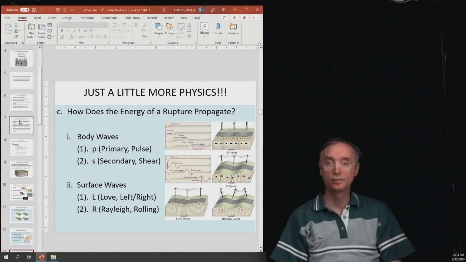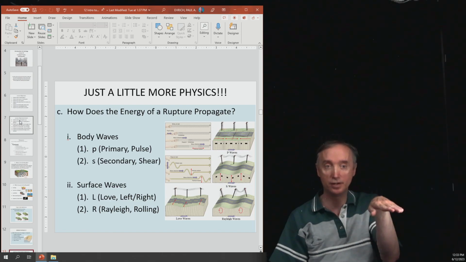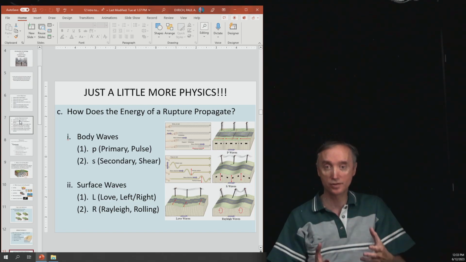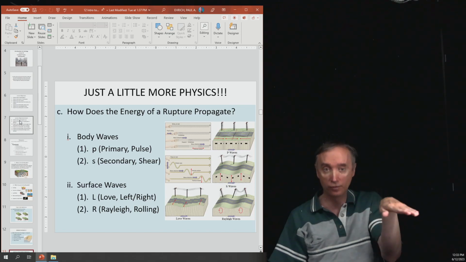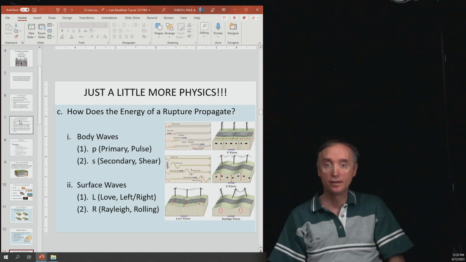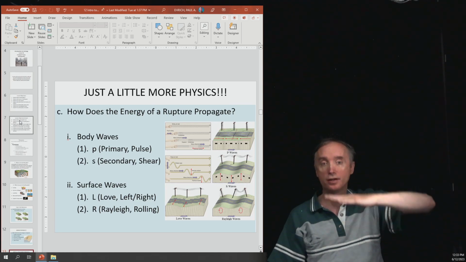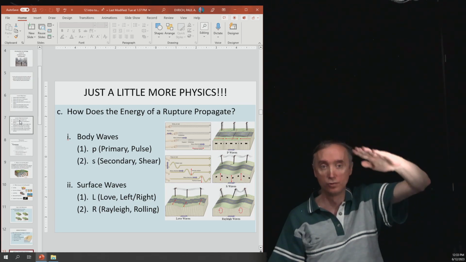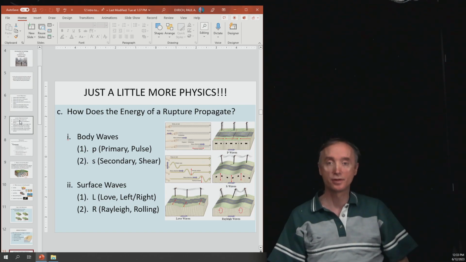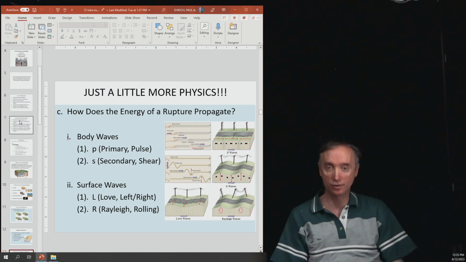Okay, then L waves stand for Love waves, and R stands for Rayleigh. Notice that L can also stand for left to right, because that's what's going to cause the ground to move back and forth from left to right. And then R, you can think of that as rolling, because think of how water rolls in the ocean. So that's the way that those kinds of earthquakes are going to move the ground.